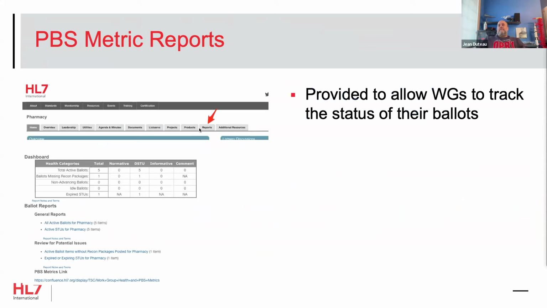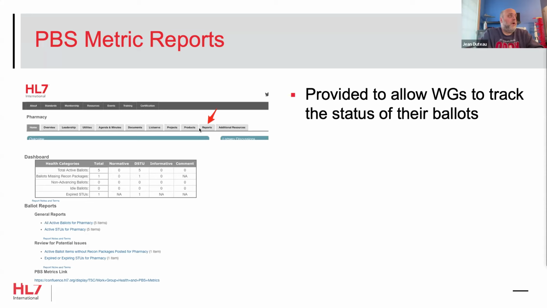All right, that's a lot of the processes we've talked about. Here's again the PBS metric reports. They're available on the HL7 website. There's this reports tab, and you can get there, and it shows you all of your active ballots, all of your STUs, and gives you an update on those things that have some potential issues.